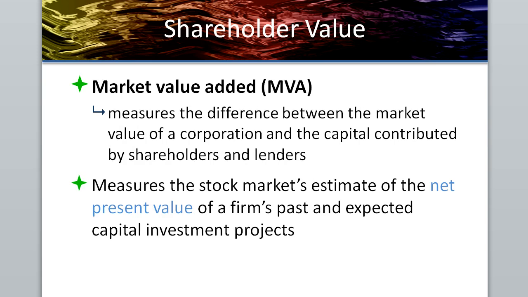Now, market economic value takes it one step further. We look at the difference between the market value of a corporation and the capital contributed by shareholders and lenders. When we say the market value, it's the outstanding shares of stock times the share price, which gives us the total market value or market capitalization of the company, and we subtract from that the capital contributed to the company. So if the company has grown the stock faster than the capital they've borrowed, they're increasing the market value of the company, and that's a good measure of performance.